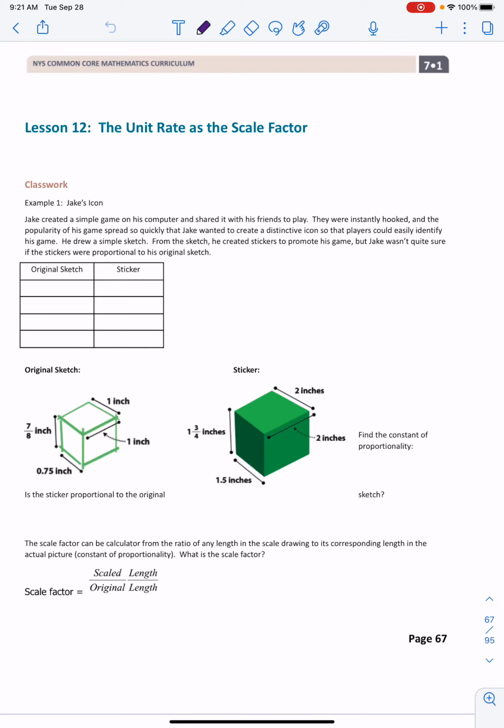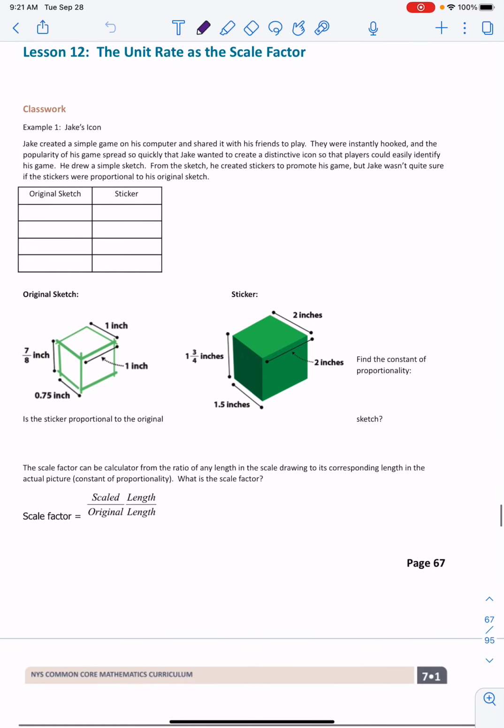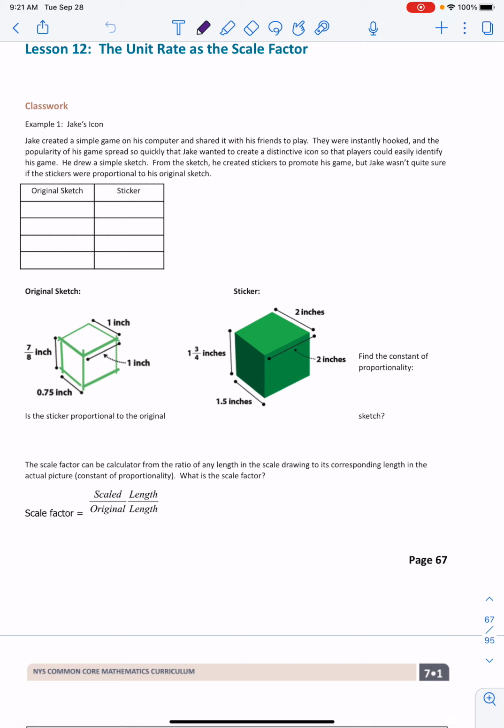Lesson 12, the unit rate as a scale factor. Example 1, Jake's icon. Jake created a simple game on his computer and shared it with his family to play. They were instantly hooked, and the popularity of his game spread so quickly that Jake wanted to create a distinctive icon so that players could easily identify his game.